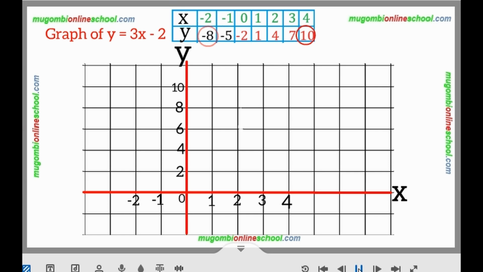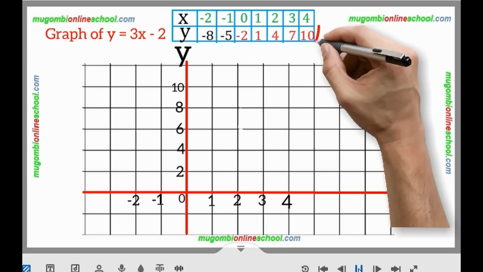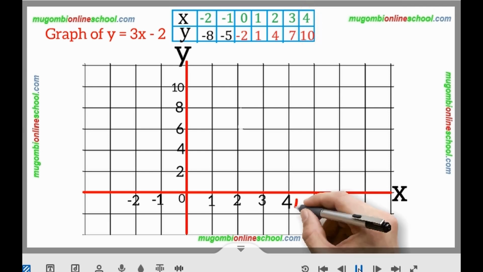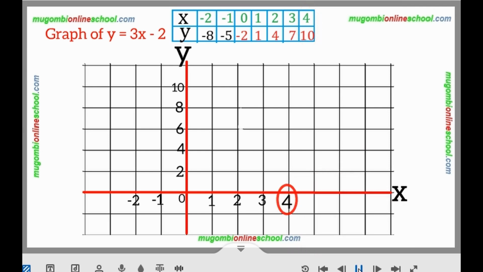Let us now plot the points, starting from the upper values, 4 and 10: 4 for x and 10 for y, like this, 4 like this, and then 10. Where these 2 points intersect, that's where we will plot our point.